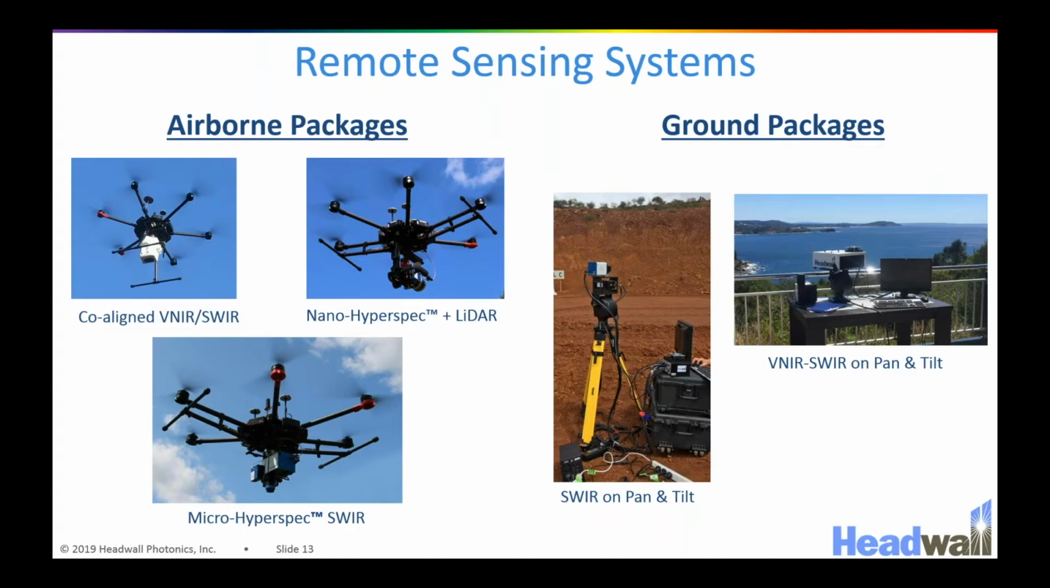So the one in the upper right-hand corner is our co-aligned Veneer SWIR system that you can see on the table back there. We also have a nano hyperspec, which is just our visible or Veneer sensor from 400 to 1,000 nanometers. And down here is the micro SWIR sensor. So the co-aligned system has a micro SWIR and a nano both put together in the same box. And of course, LiDAR can be added to either this co-aligned system or the nano system as well. For ground-based remote sensing systems, we also provide pan and tilt or rotation stages, where you get your motion by sweeping the camera at an angle across the scene.